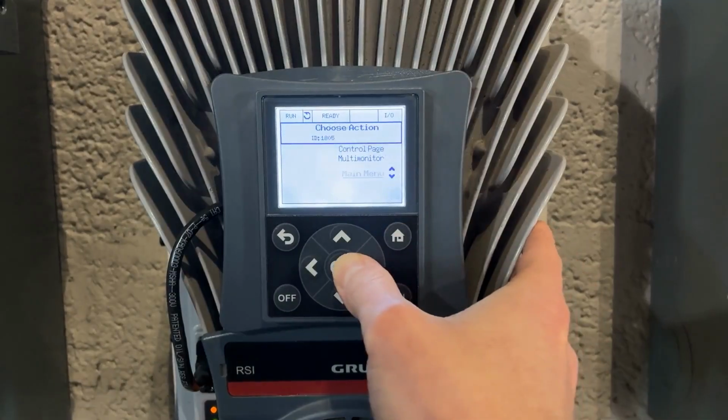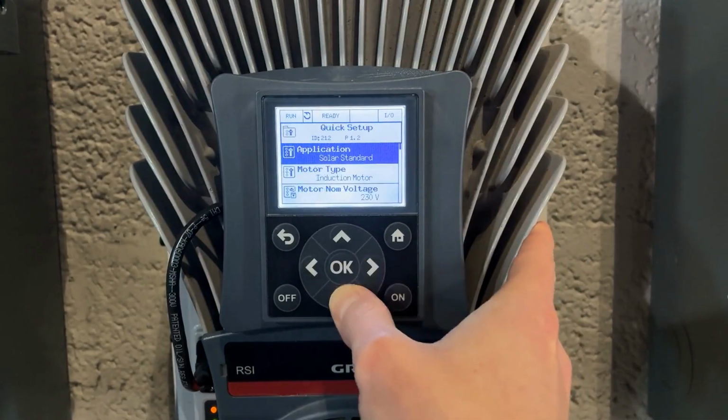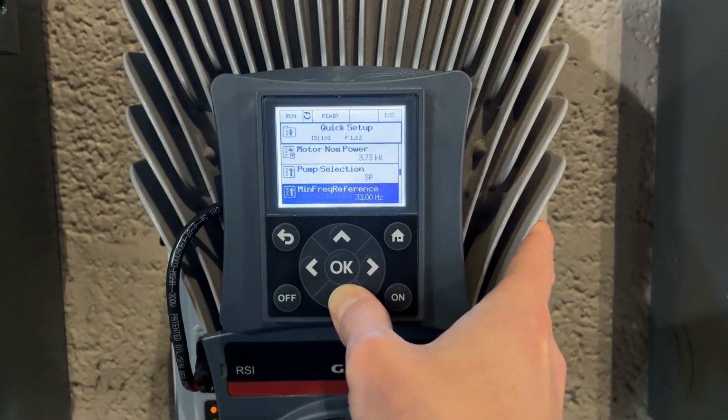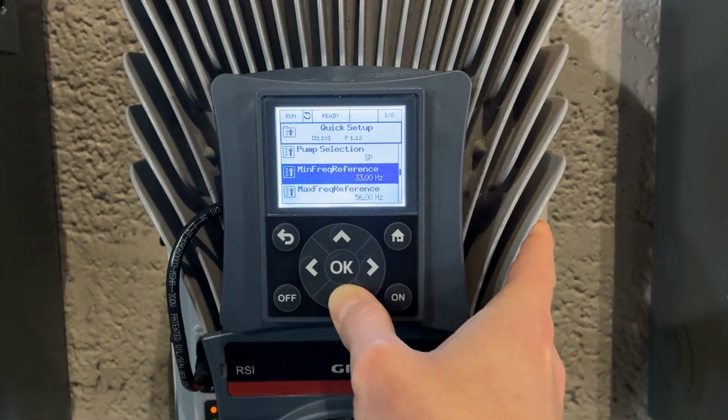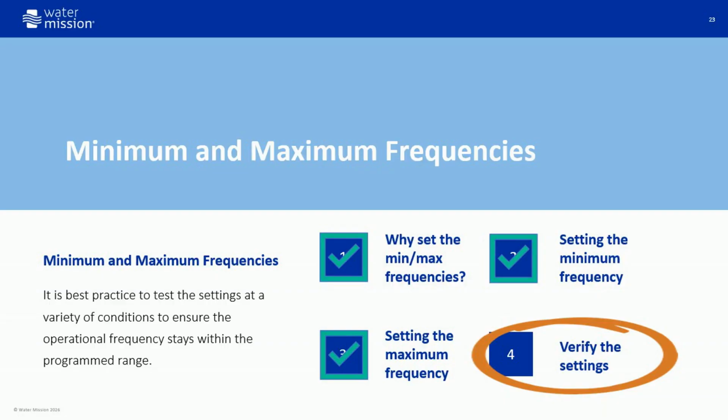It is a good idea to go back into the Quick Setup menu to make sure that both your minimum and maximum frequencies are still set as expected. Finally, it is a good idea to verify the settings to make sure that the pump operational frequency stays within the minimum and maximum settings that have been programmed.